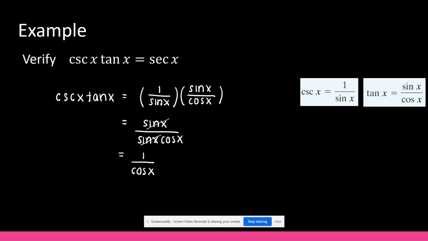The right side is the secant of x. However, with 1 over cosine, if we go back to our identities, our reciprocal identity tells us that 1 over cosine is the same thing as secant. So 1 over cosine is the same thing as secant of x, and it took us 4 steps, but we were able to manipulate and verify that the cosecant of x times the tangent of x is really the secant of x. And that's verifying.